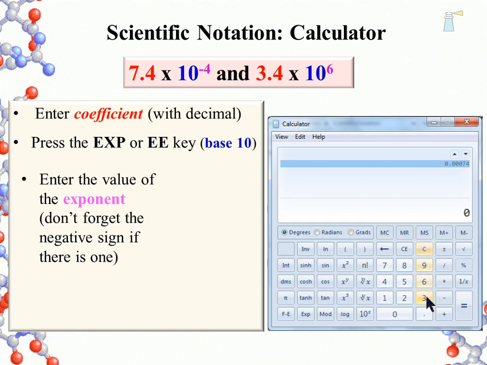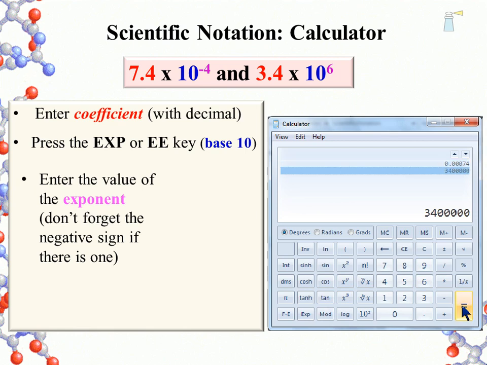Enter the coefficient 3.4. Press EXP. Enter the value of the exponent, 6. We don't need to add a negative sign, so just hit equals. 3,400,000.